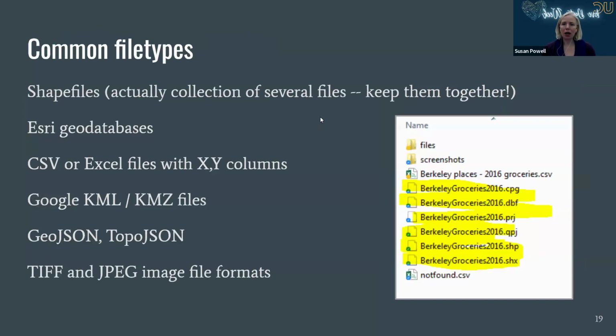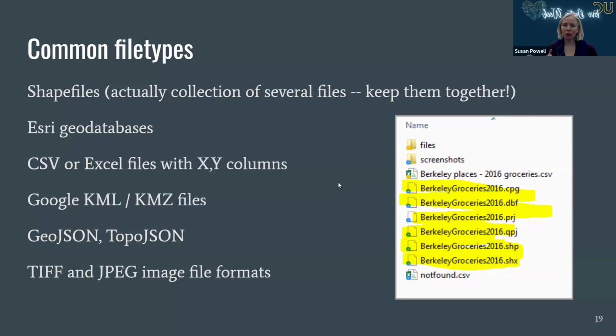All right. So some common file types you may encounter with geospatial data. One of the most common historically has been shapefiles, and they are actually confusingly named because a shapefile is actually a collection of several files. In this screenshot, I've got Berkeley Groceries 2016 as my shapefile, but it's actually a collection of 6 different files that all have different kinds of information stored about the data set. And if you lose one of those subfiles, you'll lose some important information about your data, and sometimes it may not work.